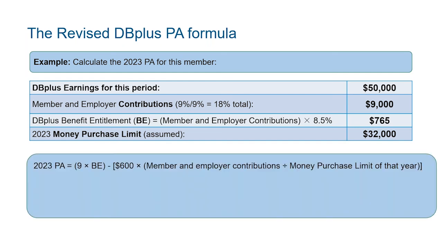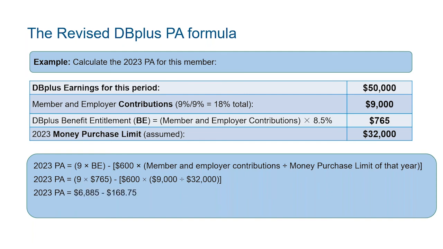Let's take our DB Plus PA formula: 9 times the benefit entitlement minus $600 multiplied by our proration factor of member plus employer contributions divided by the money purchase limit of that year. When we enter our amounts, we get 9 times $765 minus $600 times $9,000 divided by $32,000.